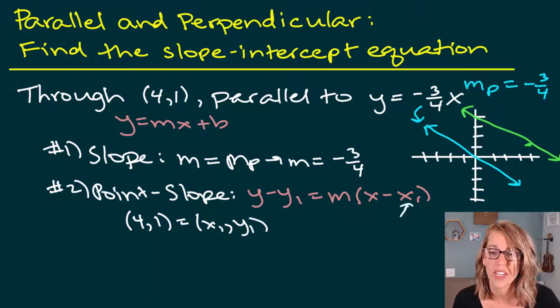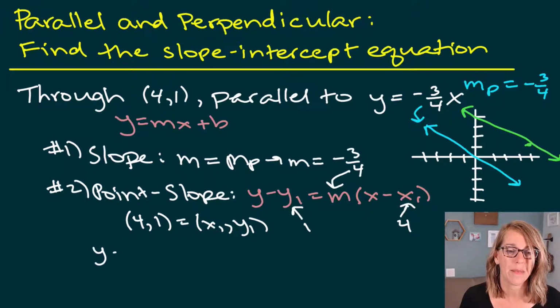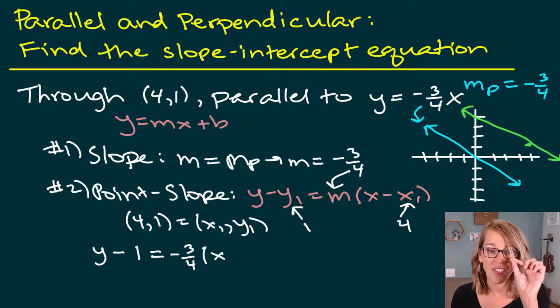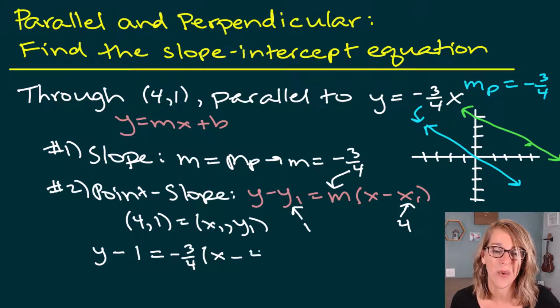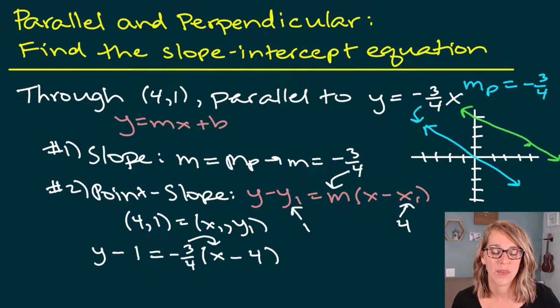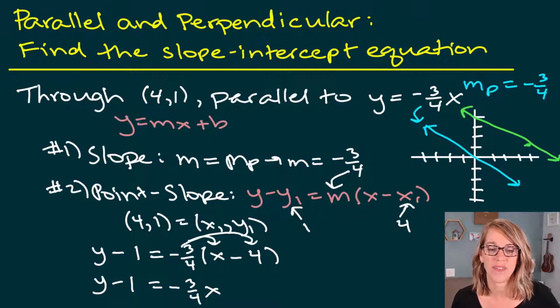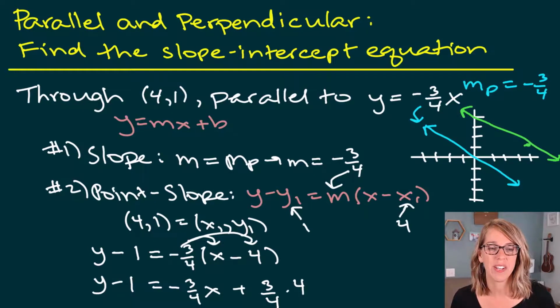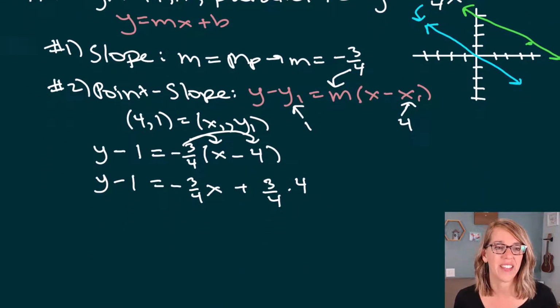So 4 is going to go in here, 1 is going to go in for y1, and my slope is going to go in right here. So what do we have? We've got y minus the y from my point, which is 1, is equal to my slope, negative 3/4, which I grabbed from that parallel line, times x minus the x coordinate on my point, which is 4. Next, we're going to multiply that negative 3/4 through. No change on the left, so y minus 1 is equal to negative 3/4 x, and then negative 3/4 times negative 4 is going to be a positive, so I've got 3/4 times 4.